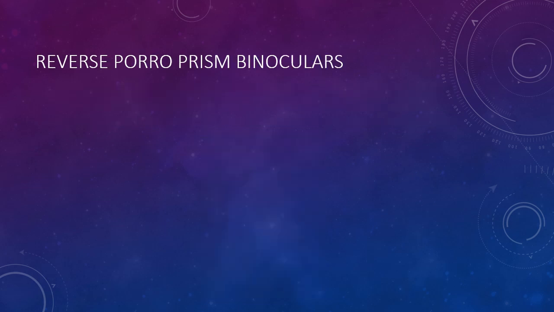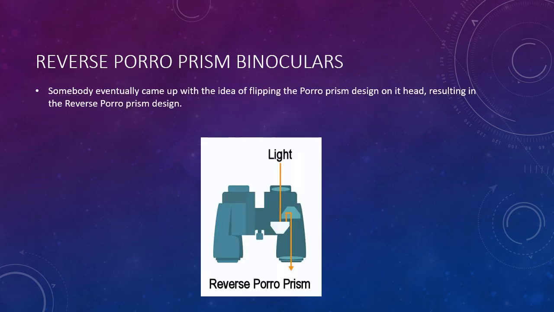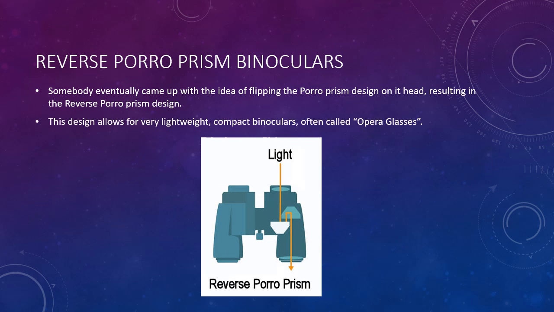Reverse Porro prism binoculars. Somebody eventually came up with the idea of flipping the Porro prism design on its head, resulting in the reverse Porro prism design. This design allows for very lightweight, compact binoculars, often called opera glasses.